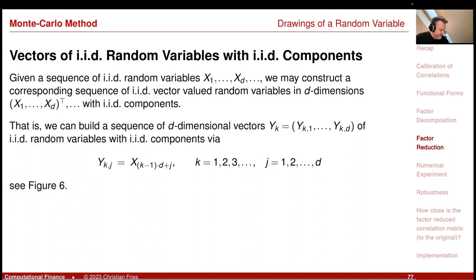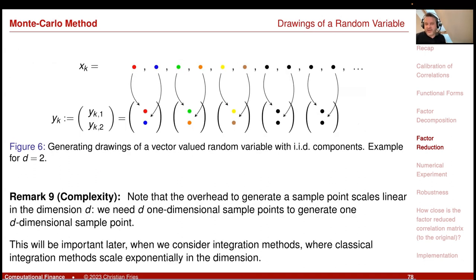So here is now my random vector, which I have to sample. You can create this from a sequence of one-dimensional random variables. I assume that the random vector has IID components. So then I can take just a sequence of IID random variables, and I just generate the vector using this rule. This rule looks complicated, but it's just that you populate the vector from a one-dimensional sequence where you walk along one by one. That fills the first one, the second one, the third one, the fourth one, and so on.